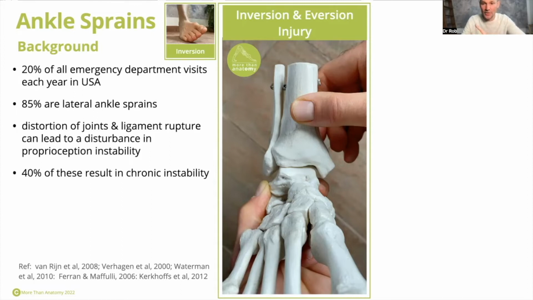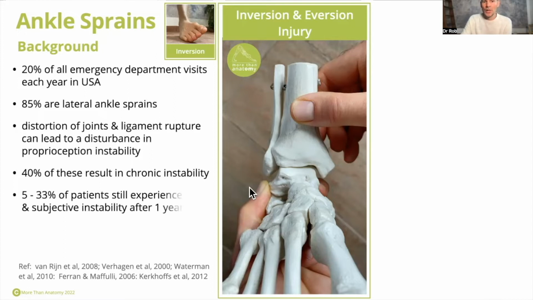40% of these lateral ankle injuries that we're seeing turn into chronic instability. So longer than, depending on which definition you go by, more than 2 or 3 months. So the problem is continuous, it's going on for months rather than just settling down after a period of 6 to 8 weeks. And 5 to 33% of patients still experience pain and subjective instability after 1 year.